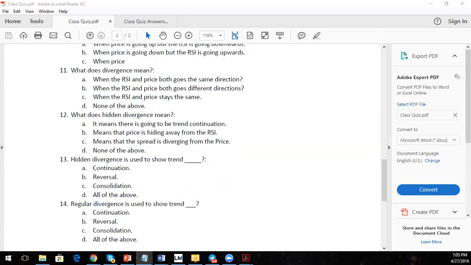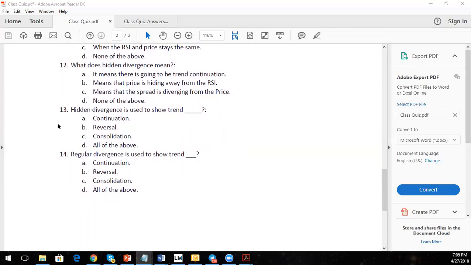Awesome. Everybody is on the same page. Everybody's correct. Okay. What does hidden divergence mean? Does it mean that there is going to be a trend continuation? Does it mean that price is hiding away from the RSI? Or does it mean that the spread is diverging from the price? Or D, none of the above? All right, so the right answer there was A, guys.